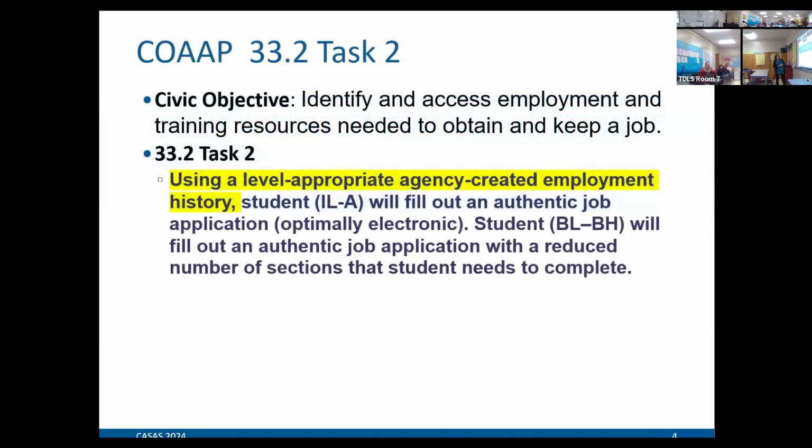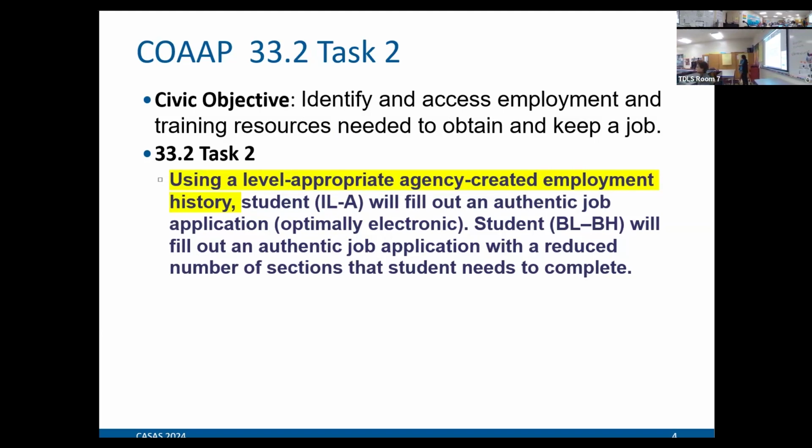So this is our task 2 in 33.2. The general civic objective for employment: identify and access employment and training resources needed to obtain and keep a job. So everything about jobs is in 33. 33.2 happens to have a task that says using a level appropriate agency created employment history. It's like, oh my goodness, we have to give the students an agency created employment history. Why? This didn't used to be in 2004. We didn't ask for this, so why are we asking for it now? Why do we ask the agency to use an agency created employment history?